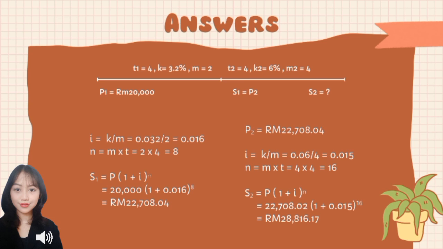For the second step, we're going to do the same as the first step by finding the values of I and N. It's just that this time we're going to use the information from T2. After we get the answer for I and N, we then use the same formula to find S2, which is S2 equals P in bracket 1 plus I, to the power of N. And here is the final answer, which is 28,116 ringgit and 17 cents.